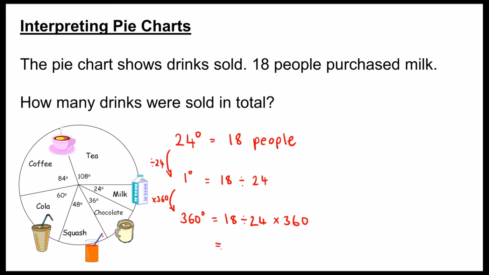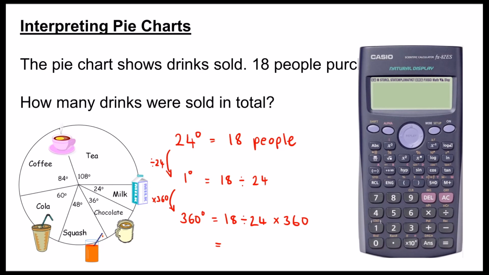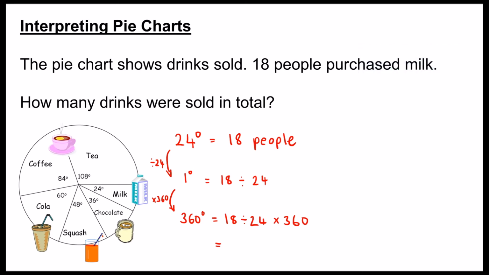I can use my calculator to help me work this out. So 18 divided by 24 times by 360 gives me an answer of 270. That means that 270 people purchased drinks, and therefore 270 drinks were sold in total.